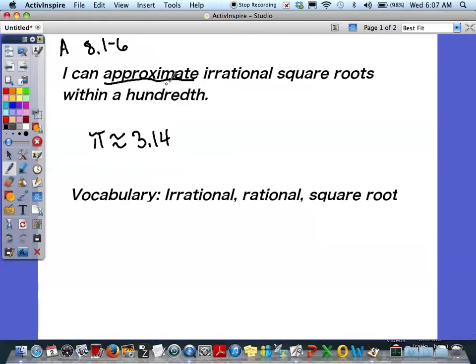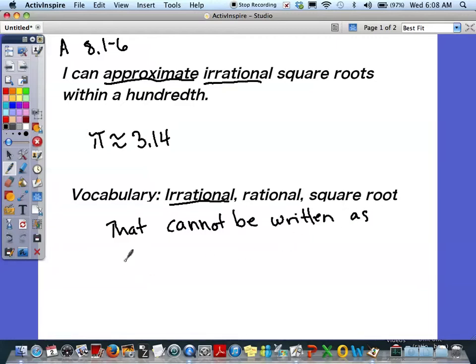I can approximate irrational square roots. What does the word irrational mean? Well, it's one of our vocabulary words. Irrational is a number that cannot be written as a fraction. Remember, a rational number is any number that can be written as a fraction. So it makes sense that an irrational number cannot be written as a fraction. So I can approximate irrational square roots within 100th.